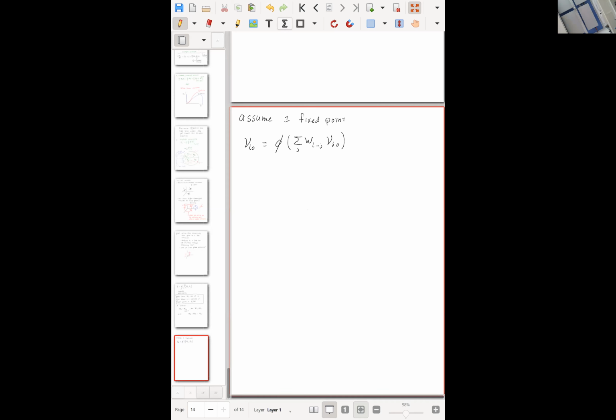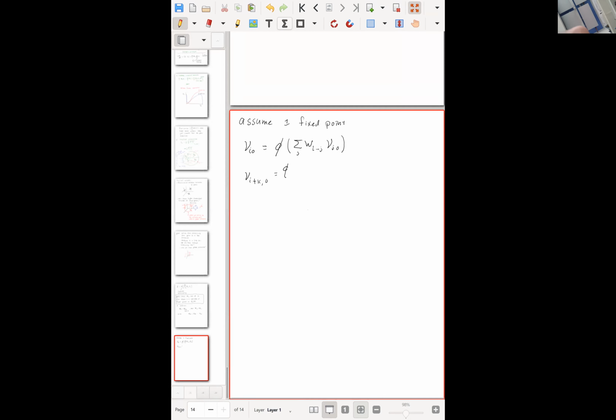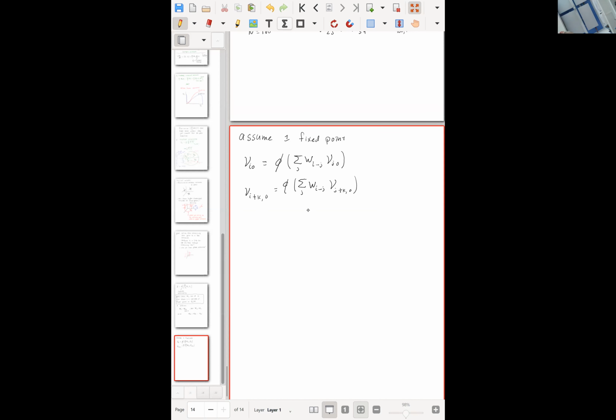So now let's look at ν_{i+k},0 equals φ of the sum over j of W_{i−j} ν_{j+k},0. So our one fixed point was ν_i0. Now we'll get another fixed point, ν_{i+k},0. And we'll see why that's really different in a second.